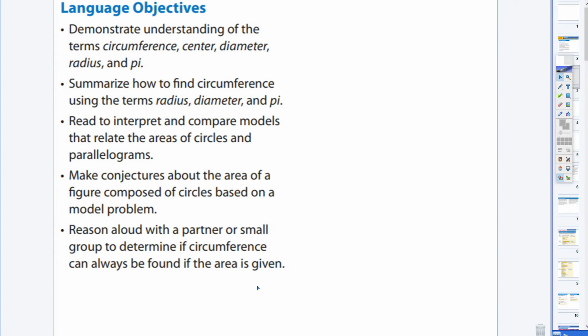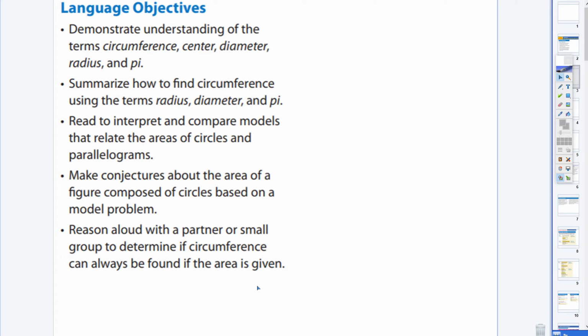The language objectives. Remember, you should be able to say with the language, I can. So at the end of this lesson, you should be able to say, I can demonstrate understanding of the terms circumference, center, diameter, radius, and pi. I can summarize how to find circumference using the terms radius, diameter, and pi.